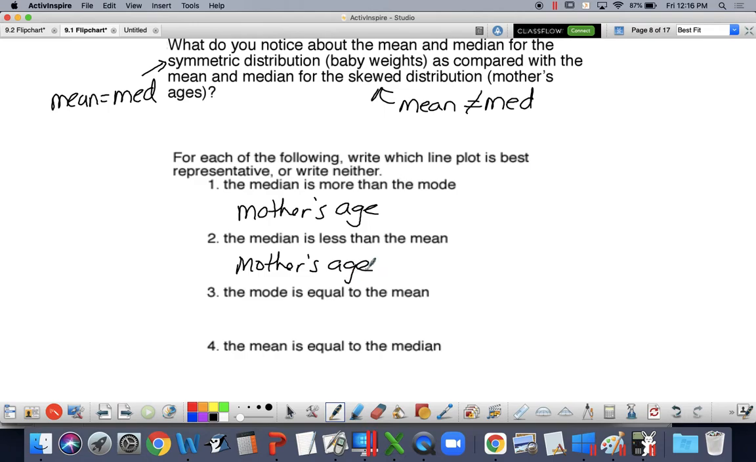The mode is equal to the mean. Birth weight. Birth weight. And the mean is equal to the median. Birth weight. Birth weight. So as long as we can analyze the data afterwards and give some summaries of information, that's really what the expectation is going to be on these.